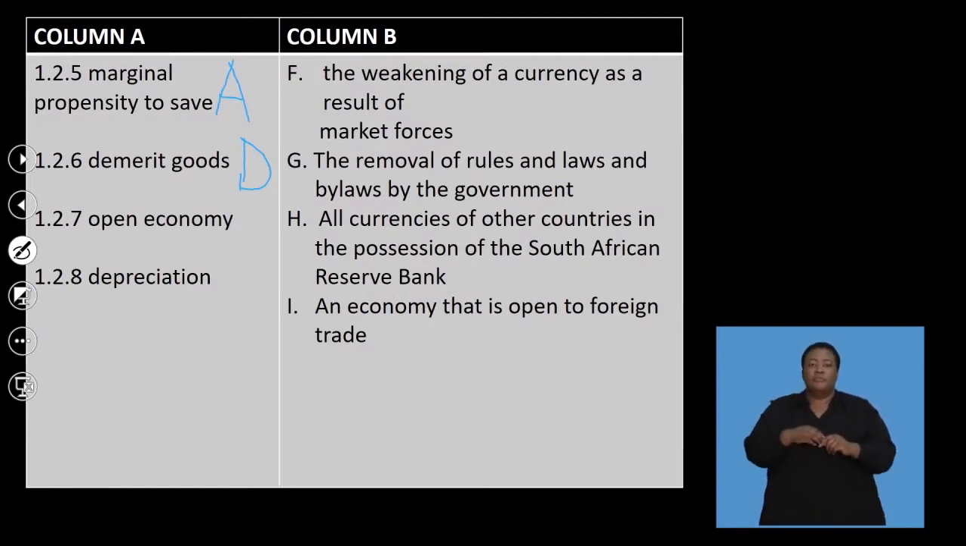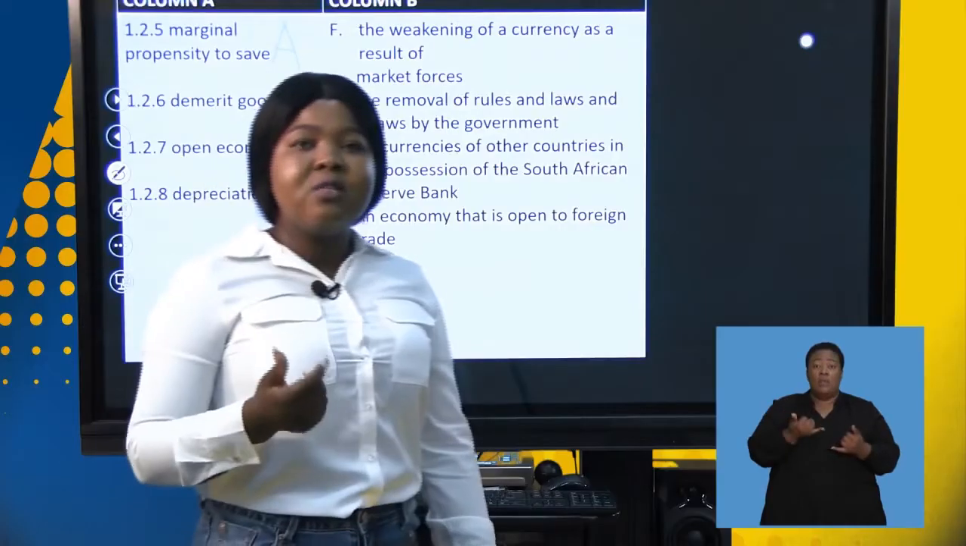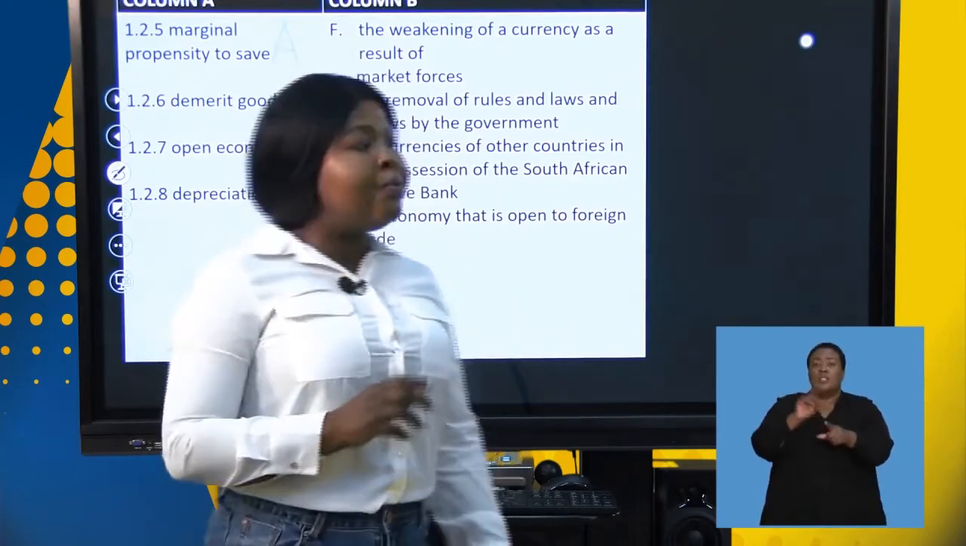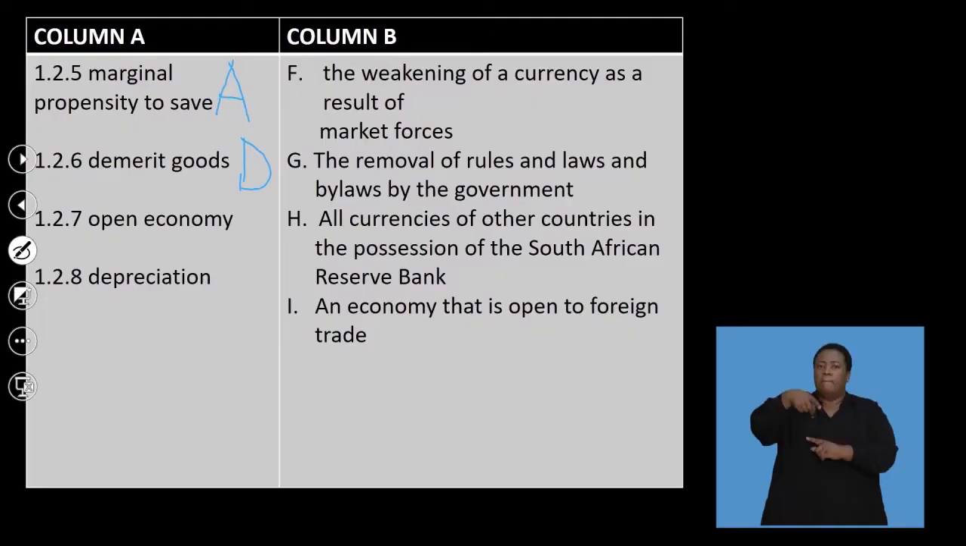It says the weakening of a currency as a result of market forces. We are all aware, boys and girls, that when a currency weakens as a result of market forces, the answer is depreciation. So we are looking for depreciation there. So 1.28 is our depreciation. So the answer is F there, right?